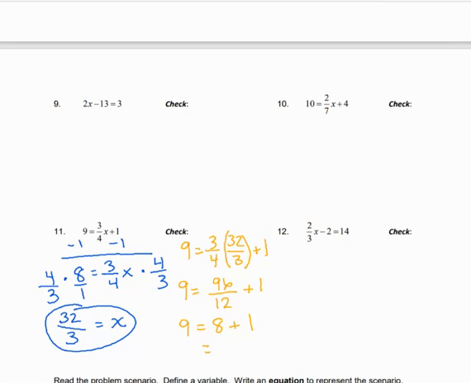And what's 8 plus 1, everybody? 9. So yay, that's a true statement. So the fact that I circled 32/3 is good.